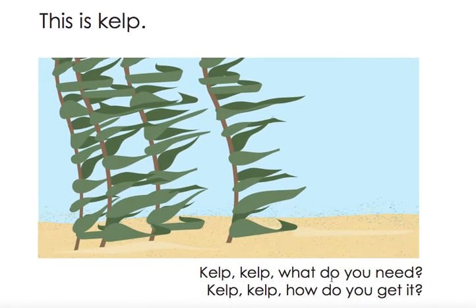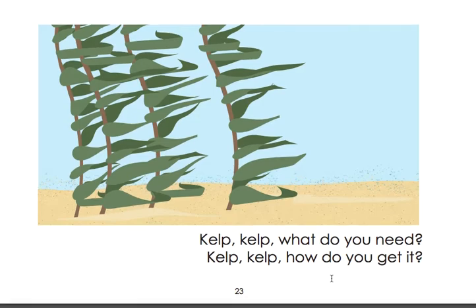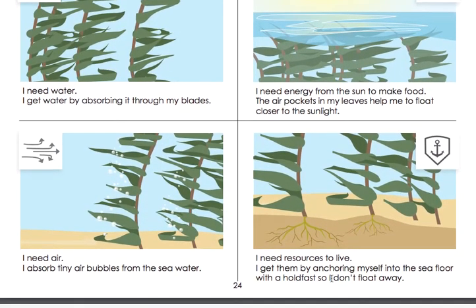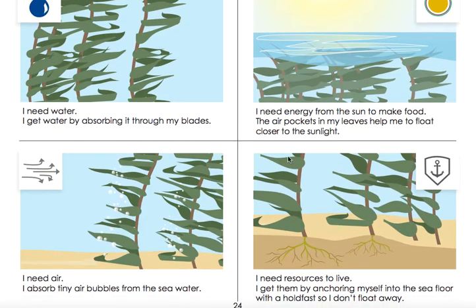This is kelp. Kelp, kelp, what do you need? Kelp, kelp, how do you get it? I need water. I get water by absorbing it through my blades. I need energy from the sun to make food. The air pockets in my leaves help me to float closer to the sunlight.